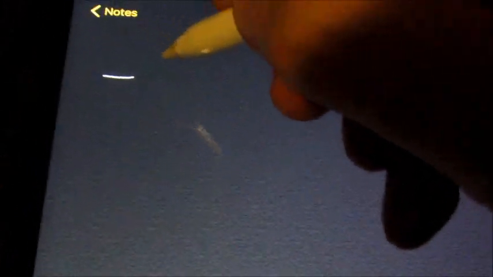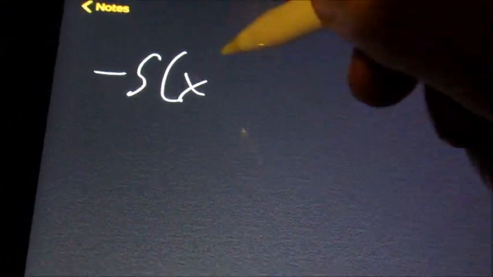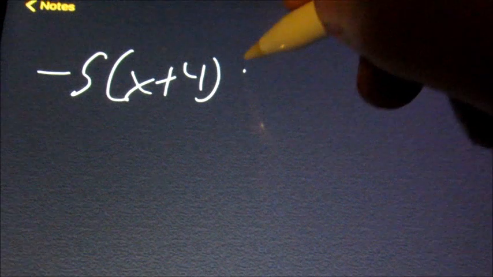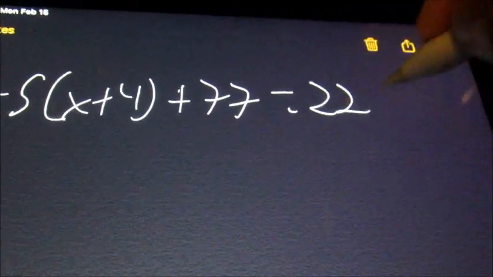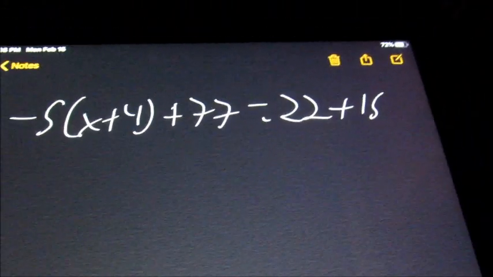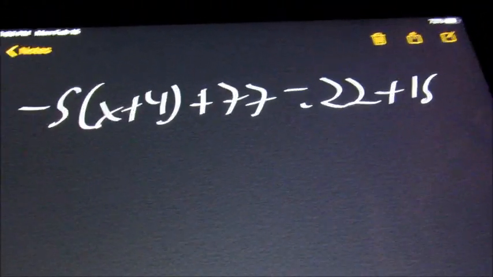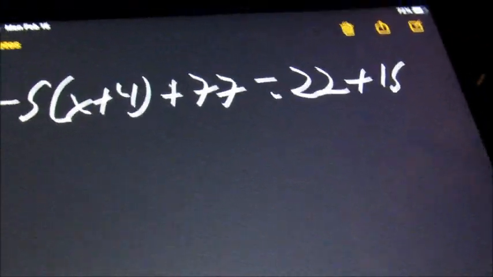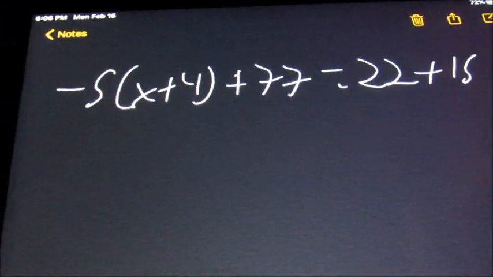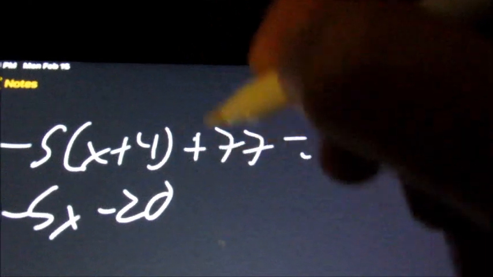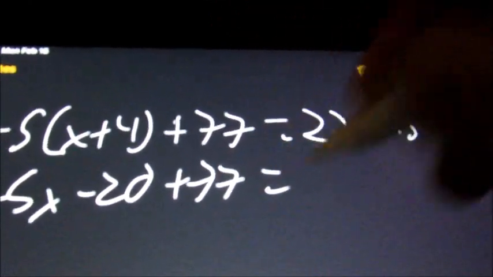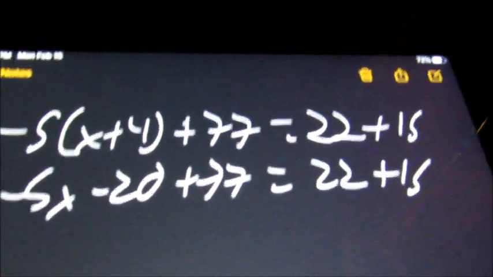And let's say we have negative 5 times x plus 4, and then plus 77 equals 22 plus 15. I don't know why they're giving you some like this, where you have just two numbers added to each other with nothing else, but you do. Now I'm going to still do all my steps separately. So I'm going to first distribute the negative 5. So I'll have negative 5x minus 20 plus 77 equals 22 plus 15.